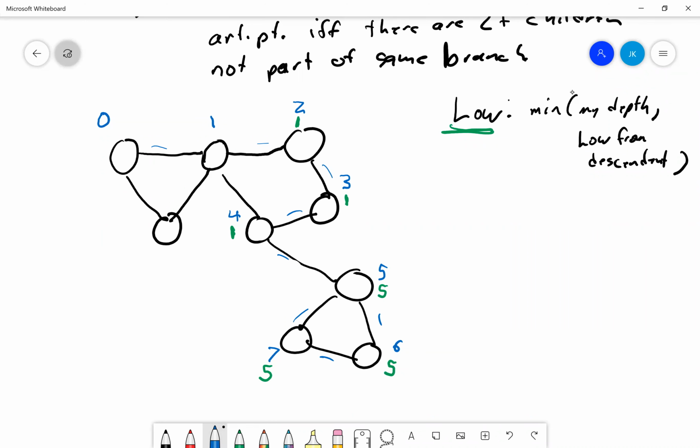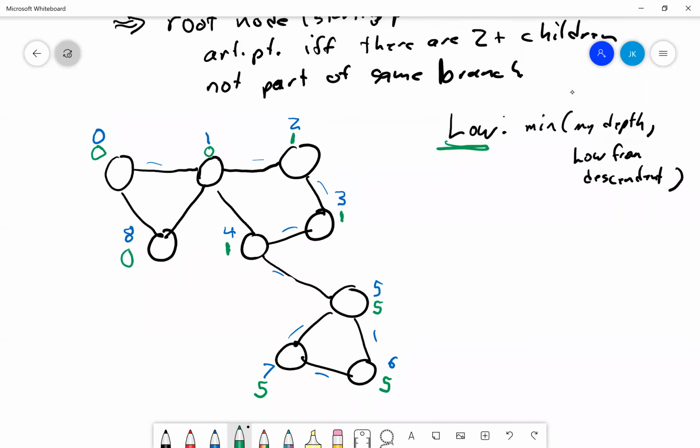So the last depth that we hit was 7, so this node over here will be node 8. And notice that node 8 is going to be able to see up here to node 0, so it's going to have a low value of 0. And 1 here will also have a low value of 0, and we finally end up with 0 as having a low value of 0. Okay, so there are our values. In blue is the depth, and in green is the low value.